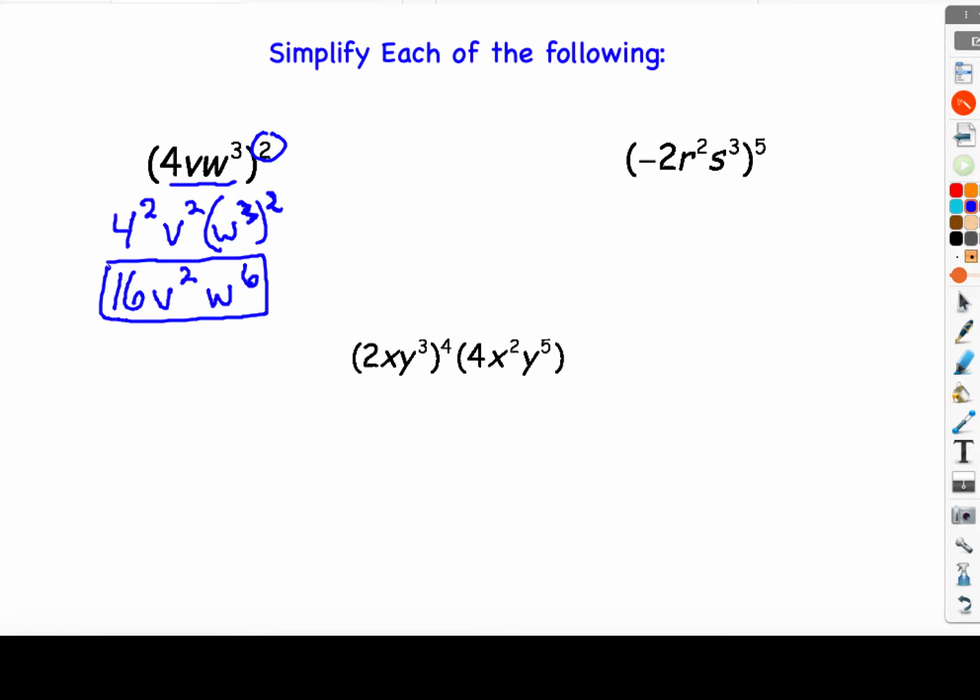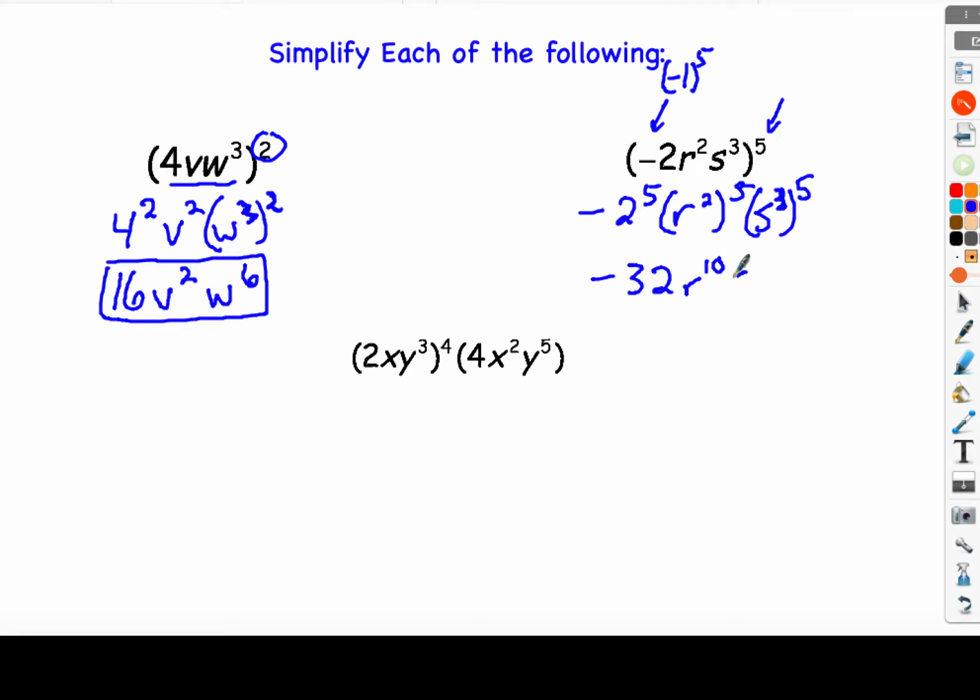We can kind of do the same thing over here to the right. Now notice we've got this negative going on in here, but again, 5 is an odd exponent. So I already know I'm going to get a negative answer. So that negative 1 to the 5th, technically, is what that is going to stay negative. Then I've got a 2 to the 5th, an r squared to the 5th, and an s to the 3rd, all to the 5th, which makes for a negative; 2 to the 5th is 32. You can double check that, multiplying all your 2's out. r to the 10th and s to the 15th. So we get a nice answer there.